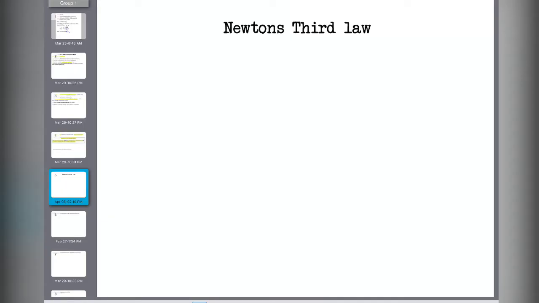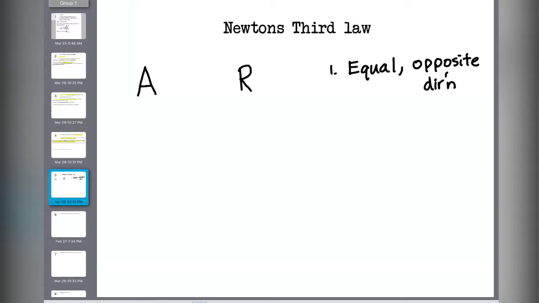Newton's third law is mainly about two forces, the action and reaction force. The key thing between them is that they are equal in magnitude but opposite in direction. Another really important concept is that the action and reaction force are not acting on the same object.